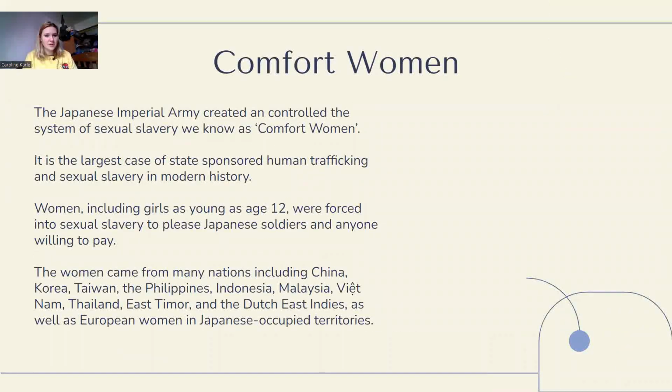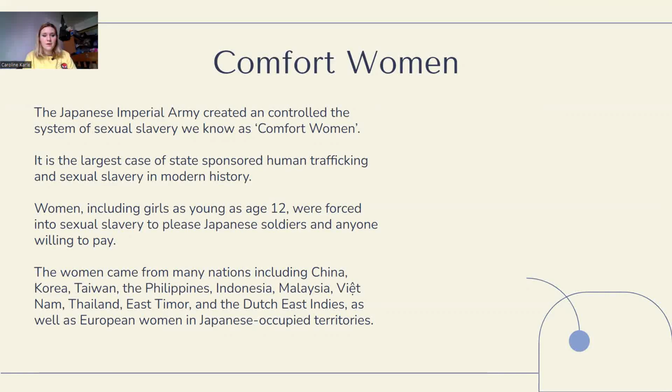The Japanese Imperial Army created and controlled the system of sexual slavery that we now know as comfort women. It is the largest case of state-sponsored human trafficking and sexual slavery in modern history. Women, including girls as young as age 12, were forced into sexual slavery to please Japanese soldiers and anyone willing to pay.